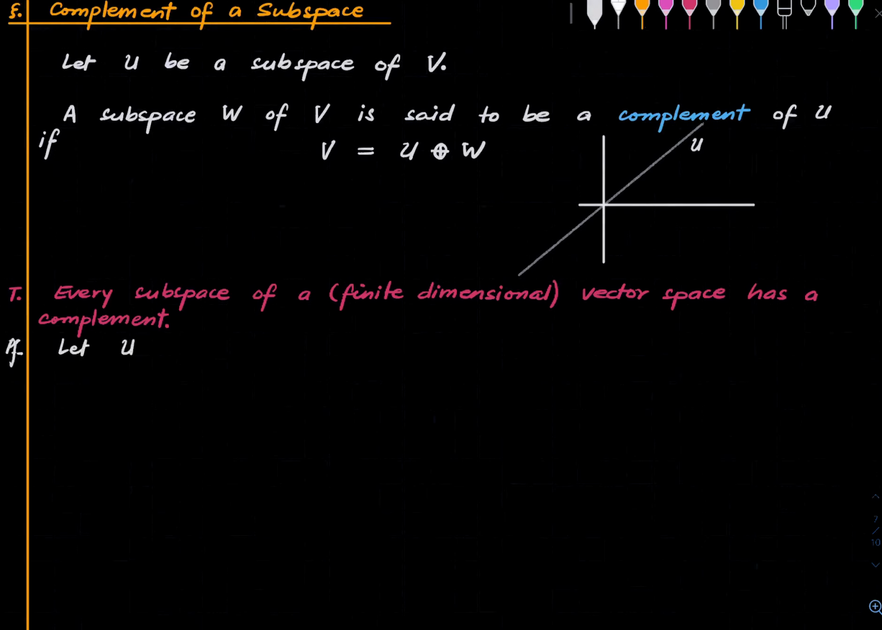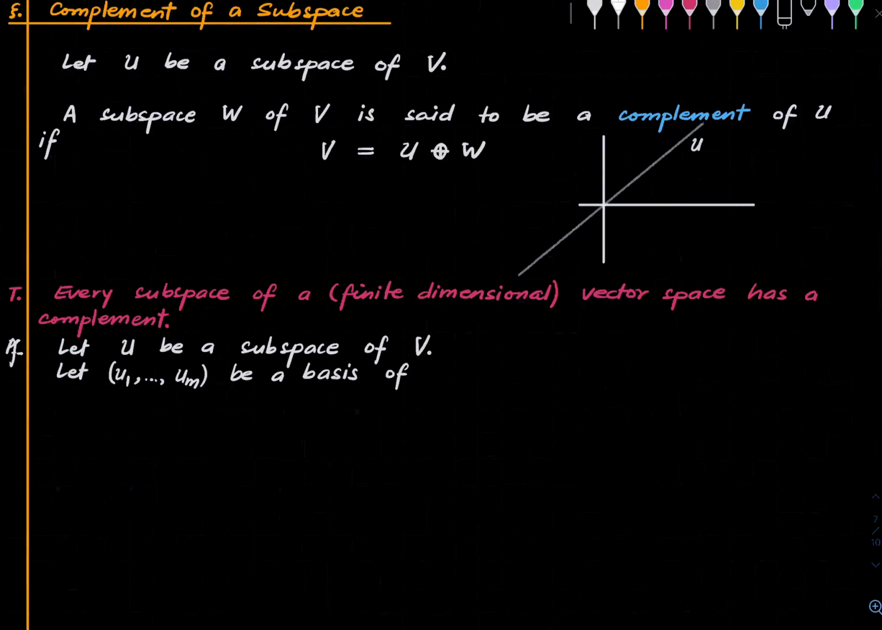So let U be a subspace of V, where again V is a finite dimensional vector space. Before I go on, I should say, suppose U were equal to V. If U were equal to V, one can easily find the complement of U. It is basically the trivial subspace. So V is the direct sum of V and the trivial subspace. So we may assume that U is strictly contained in V, which in other words means that the dimension of U is smaller than the dimension of V, if you solve the exercises.